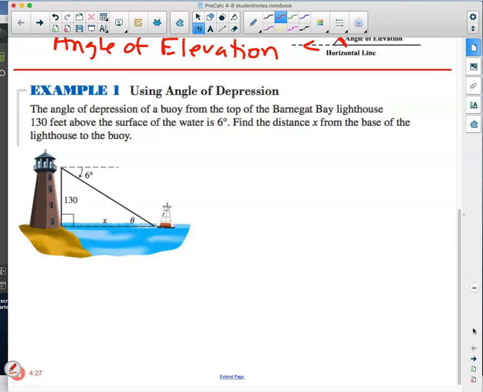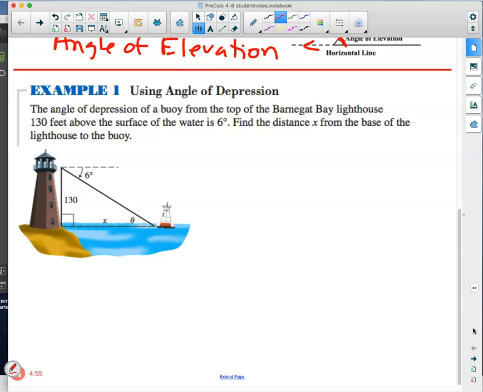We've got the picture. If we didn't have the picture, what would we have to do? Well, we'd have to think of a lighthouse over here, and it's 130 feet above the surface of the water, so there's our 130 right there. And then it says that the angle of depression from the top of the lighthouse to the buoy down here is 6 degrees. And then we'd find the distance x from the base of the lighthouse to the buoy.